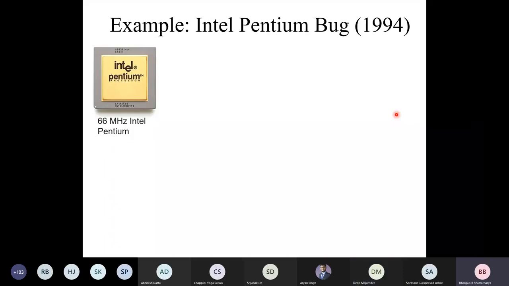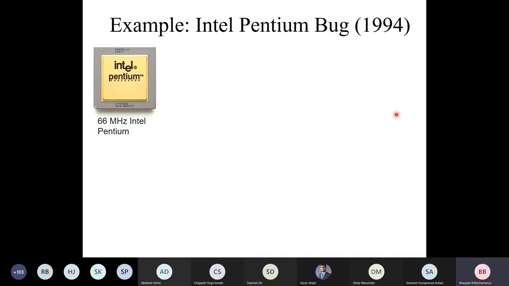Intel marketed this chip, the 66 megahertz Intel Pentium. Now, after the chip had been marketed and several laptops and PCs had been built using it, later on some bug was discovered. There was some kind of design bug which involved floating point division. So Intel had to recall all the buggy chips, which cost, of course, a loss of several million dollars to Intel, and not only that, it also provided important lessons to computer designers.